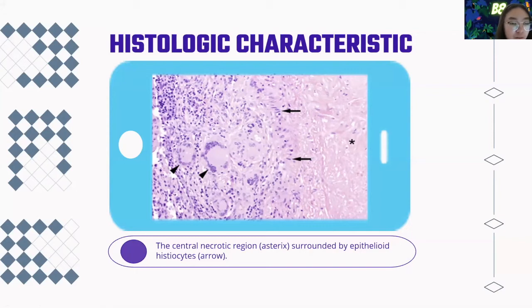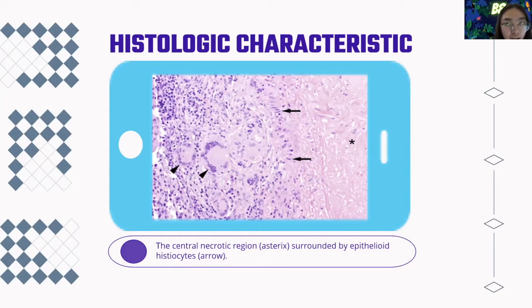Granulomatous inflammation itself is usually characterized by the formation of distinct granulomas. These granulomas consist of aggregated epithelioid histiocyte and sometimes a necrotic center that's shown in the picture below. There are various types of granulomatous inflammation in tuberculosis.